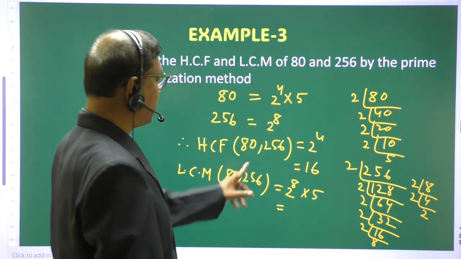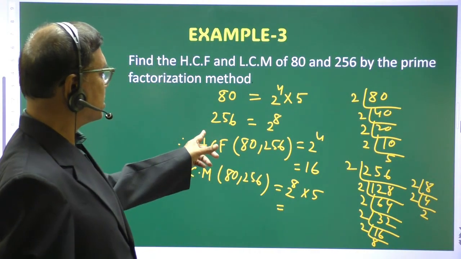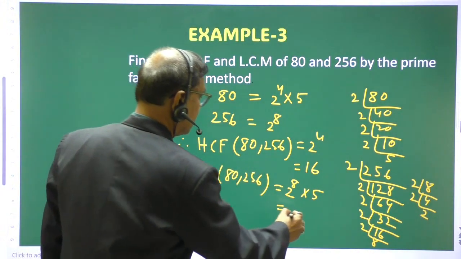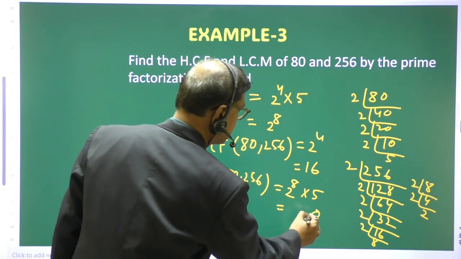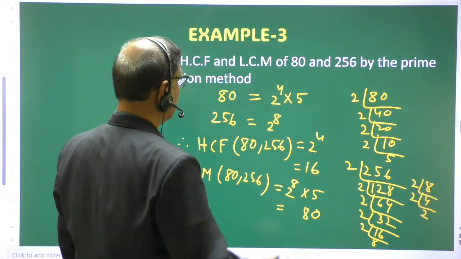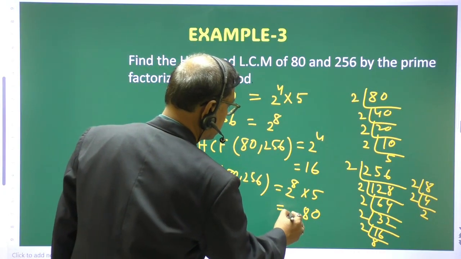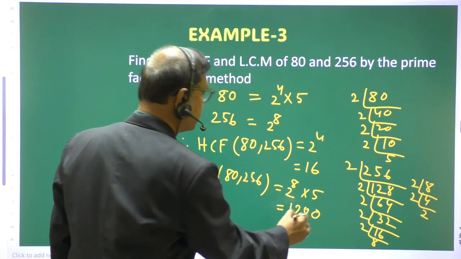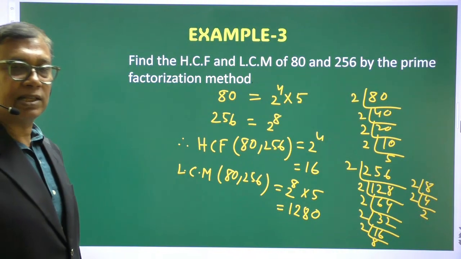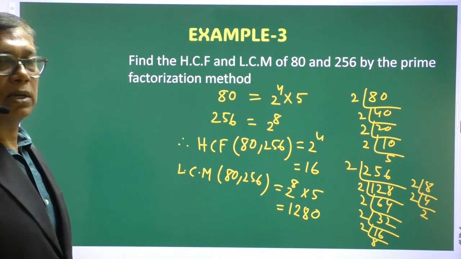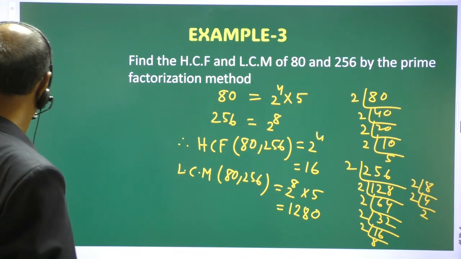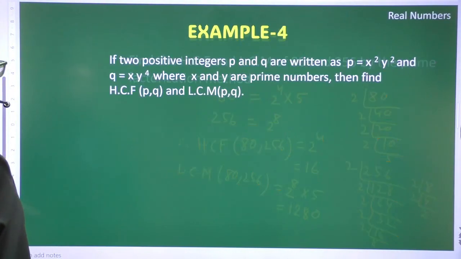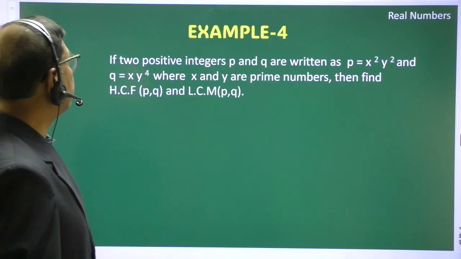how much? 2 to the power 8 is 256. 256 into 5: 5 times 6 is 30, 5 times 5 is 25 plus 3 is 28, and 10 plus 2 is 12. That means 1280 is the LCM value of these two numbers. I think this part is clear, students? Okay. So now come to example number 4.